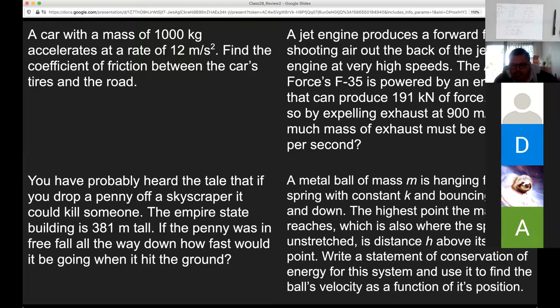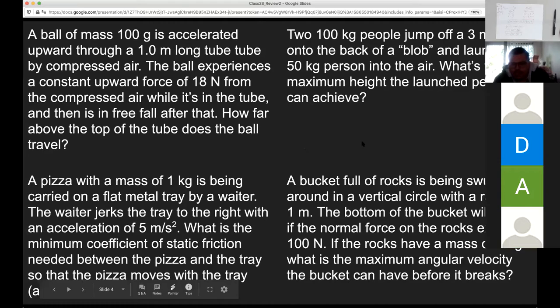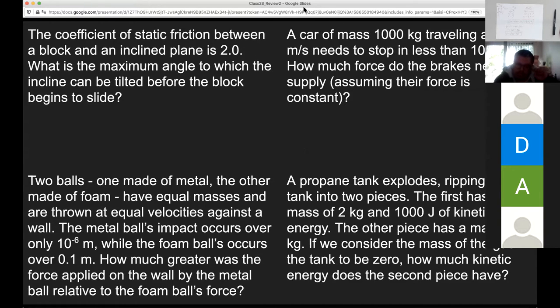All right. Which one do we want here? Can I present a problem? Sure. Which one do you want? I'm gonna share my screen. It's on the second page. A car of mass 1,000 kilograms traveling at 30 meters per second needs to stop in less than 10 meters.